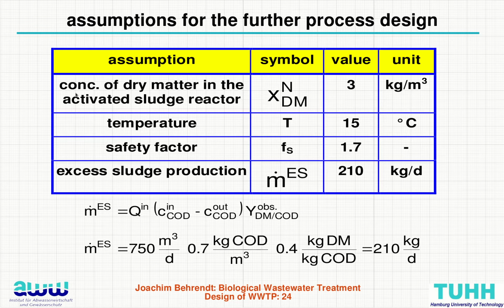Now we go to some assumptions. We have a look at the dry matter concentration. We have here a wastewater treatment plant with pre-treatment, primary sedimentation and grid chamber and everything, which is beforehand. And what we can achieve in the sludge, in the aerated basins, is in the range of 3 kilograms per cubic meter sludge. We're making this for the design temperature of 15 degrees centigrade.